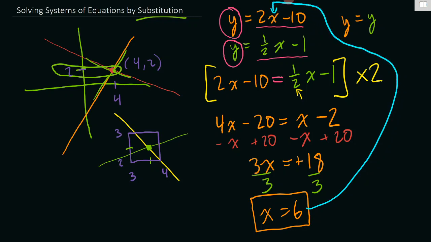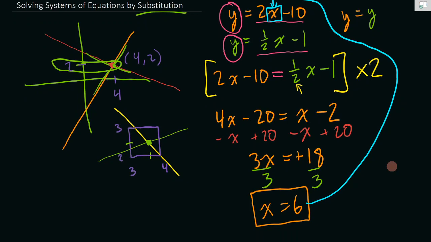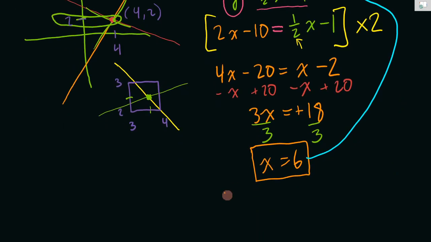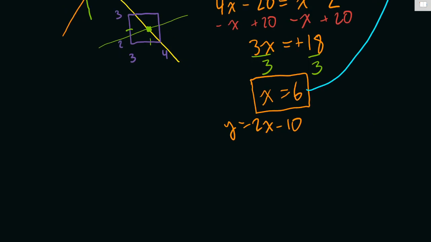So in particular, we're going to take that x value of 6 and substitute it in for x, because x is 6, which means that the x in this equation also has to be 6. So y equals 2x minus 10. When we substitute x equals 6, we get y equals 2 times 6 minus 10.